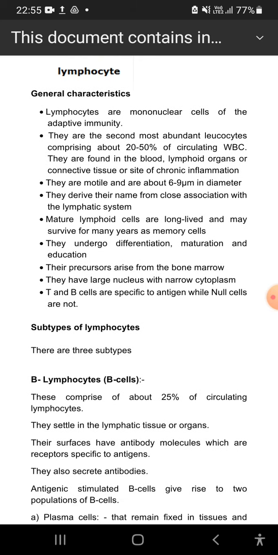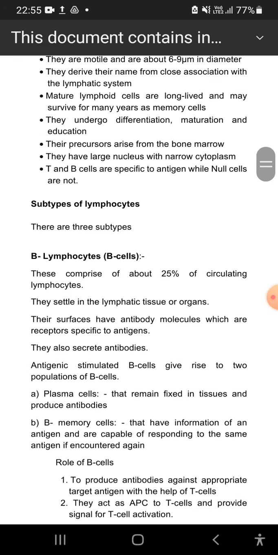So let's look at subtypes of lymphocytes. I've mentioned up there are three: B cells, T cells, and null cells. So let's start with B cells. B cells produce antibodies. They secrete antibodies, that's their function. And on their surface, the main receptors are antibody molecules. They also have some co-receptor CDs, but we are not going to go into that today.